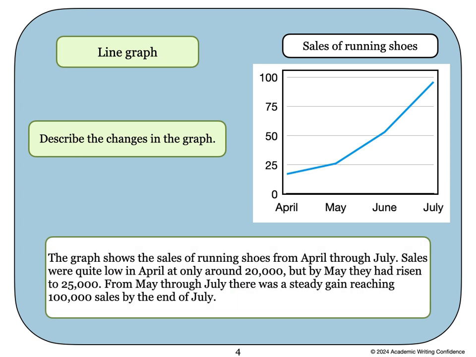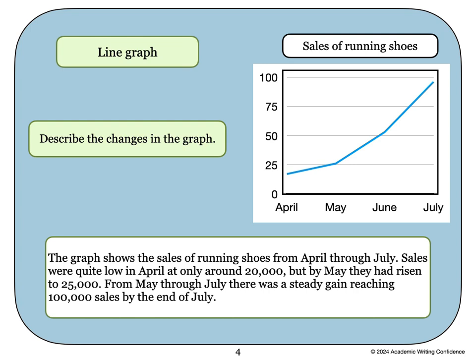The graph shows the sales of running shoes from April through July. Sales were quite low in April at only around 20,000, but by May they had risen to 25,000. For May through July, there was a steady gain, reaching 100,000 sales by the end of July.